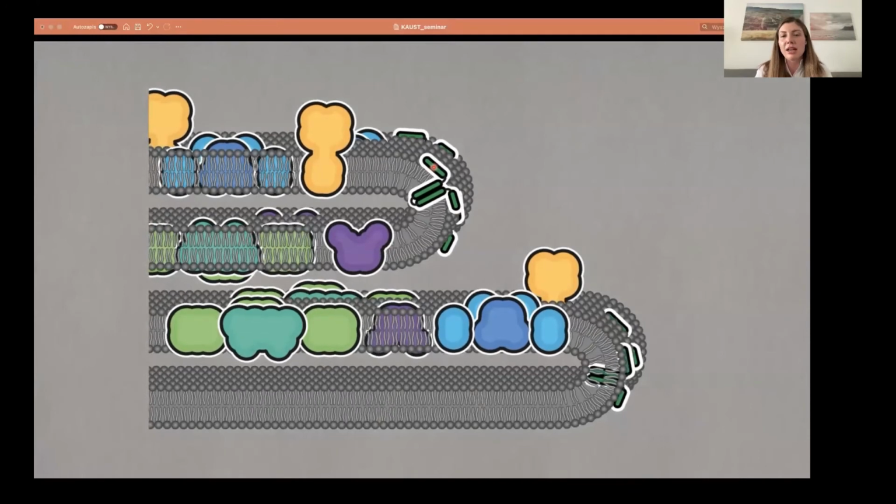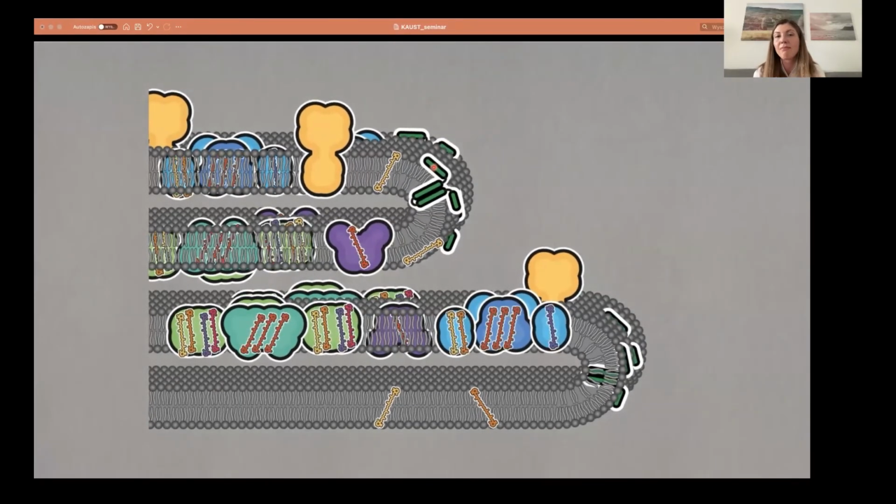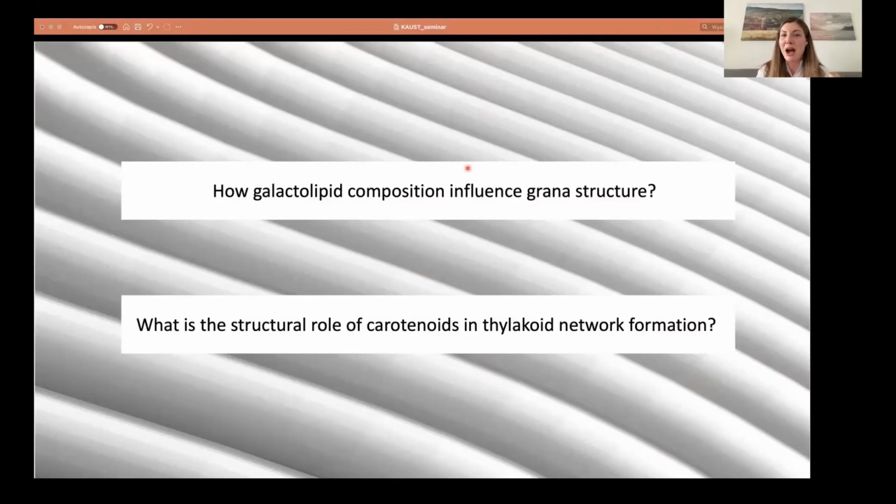And also we've got a lot of carotenoids. Some of those are directly inserted into the membrane, but most of them are inserted directly into the photosystems. So obviously we know a lot about proteins, and there are a lot of groups studying proteins and mutants with different amounts of proteins. So we wanted to focus on those sometimes omitted elements. We wanted to know how the galactolipid composition influences grana structure, and then what is the role of carotenoids in the thylakoid network formation.